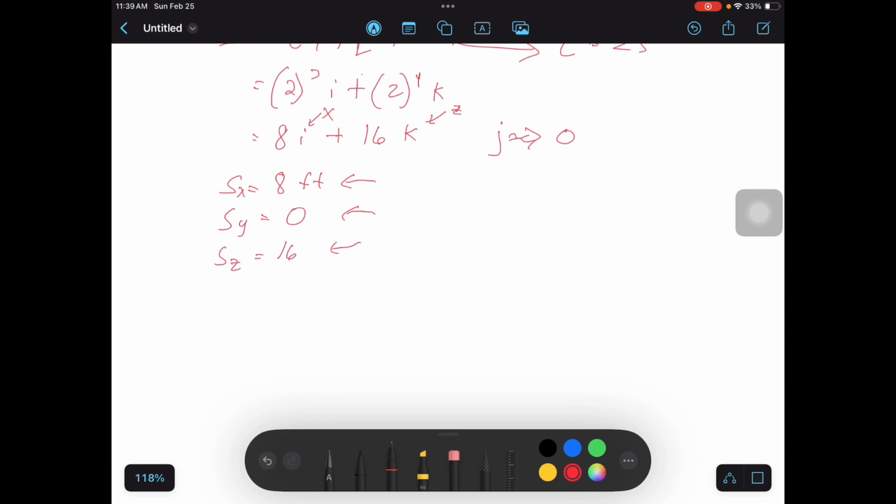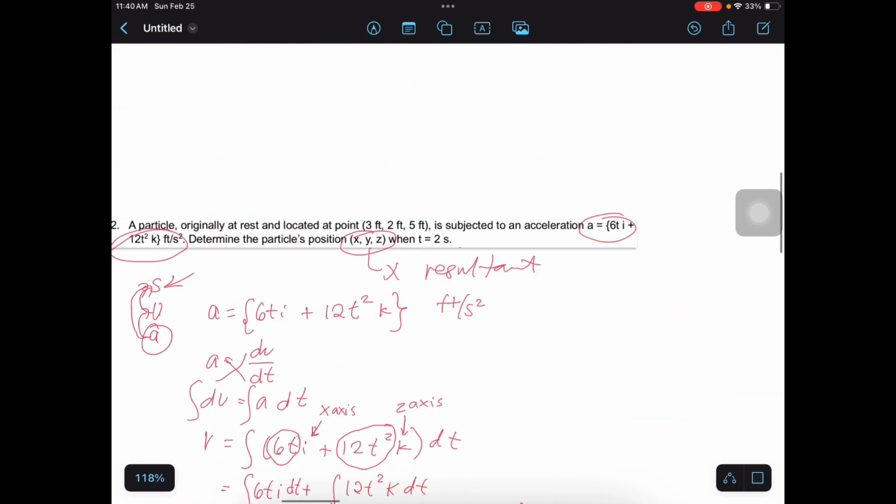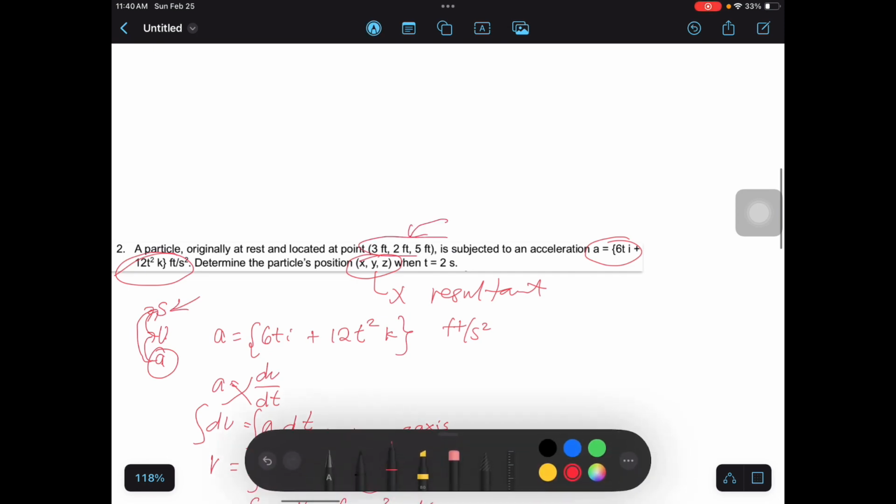So, how do we get the final position? To get the final position, get yung initial position plus or minus mo sa displacement s. So, ano yung initial position natin? Given ito yung initial position daw, 3, 2, 5.